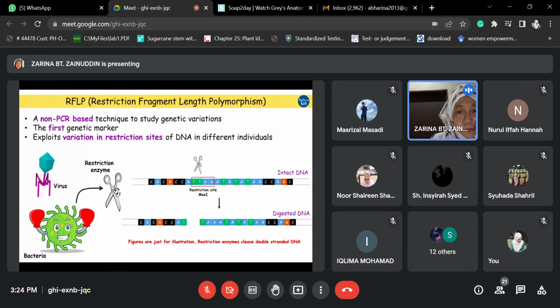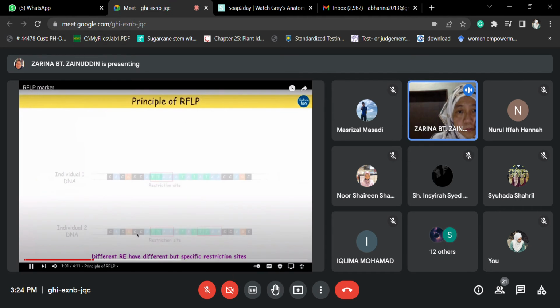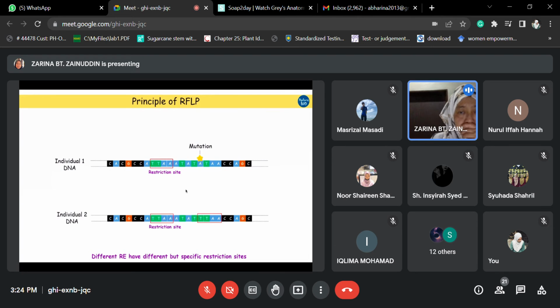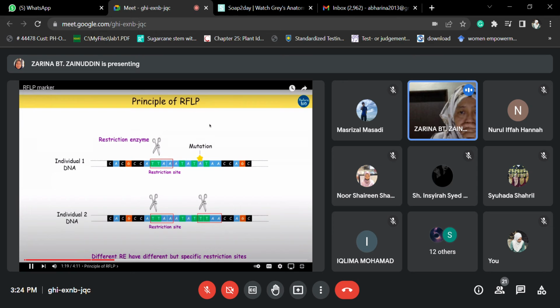The principle of RFLP is based upon restriction enzymes. Consider two individuals and their DNA. The restriction site of the restriction enzyme is shown as TTAA in the box. You can see the variation of a single base A, that is a mutation in one of the bases of an individual. Thus individual 1 has only one restriction site, but individual 2 has two restriction sites.